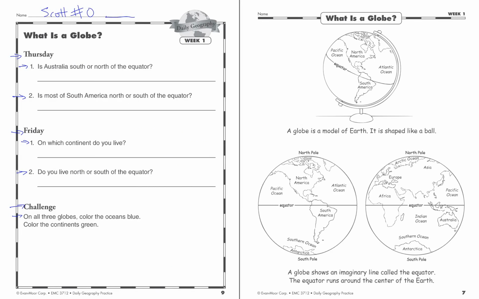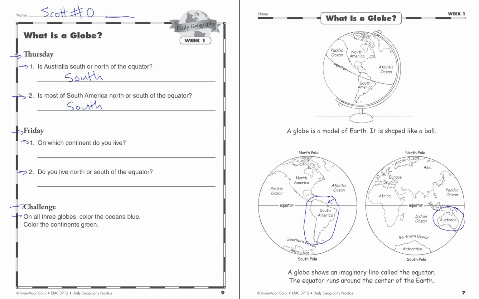Is Australia south or north of the equator? So let's look for Australia. Right here is Australia on our map. So it is south of the equator. And then number 2 on Thursday says, is most of South America north or south of the equator? Well, here's South America right here, right? Some of it, this little bit right there, is north of the equator, but most of it is south of the equator. So we're just going to write south again.